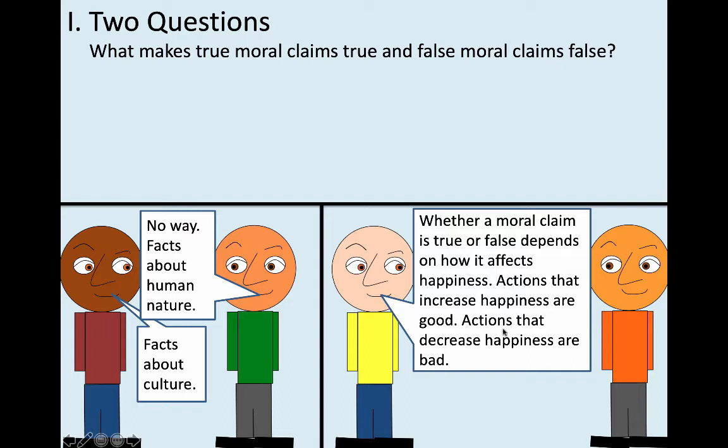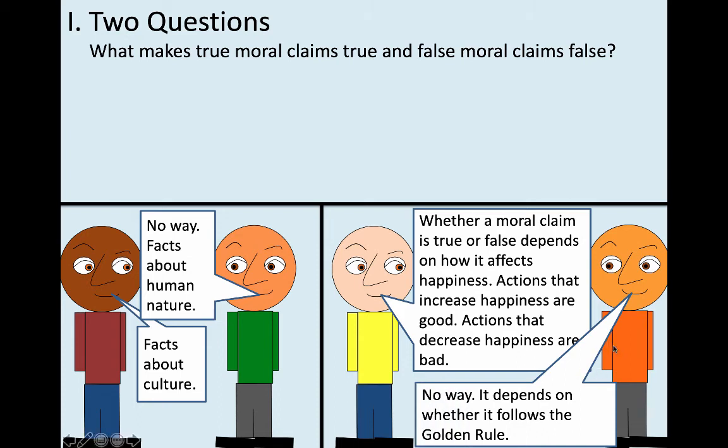Actions that increase happiness are good, actions that decrease happiness are bad. And what the person in yellow is doing is offering a general moral guideline. The person is saying, look, we should measure the moral value of an action in terms of its consequences, and good consequences are those that increase happiness, and bad consequences are those that decrease happiness. This kind of principle would help you evaluate any particular action as morally good or morally bad, but it wouldn't tell you where morality comes from in the first place.